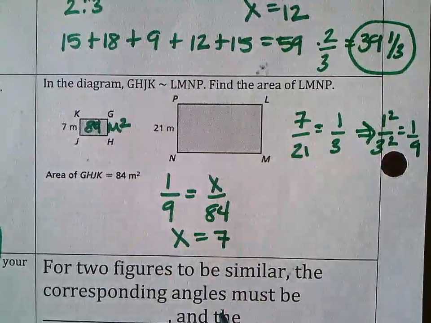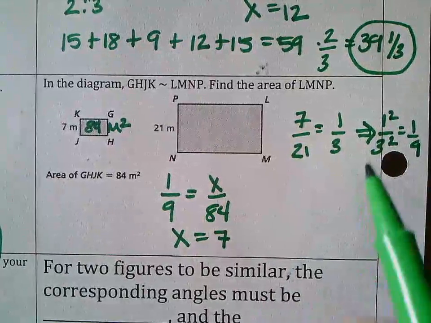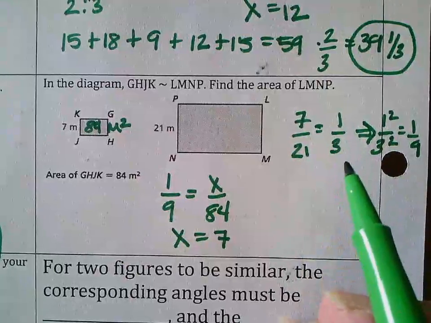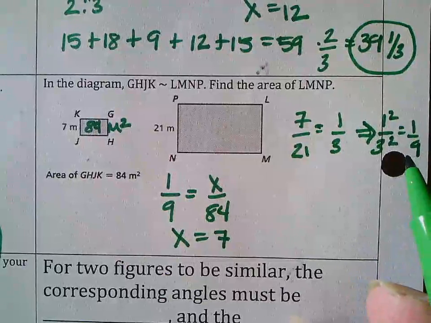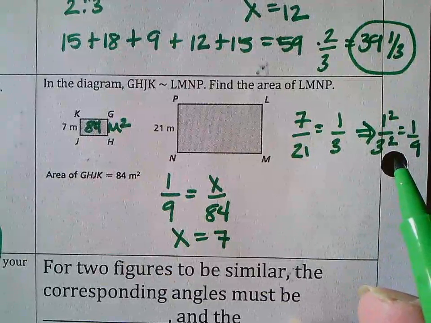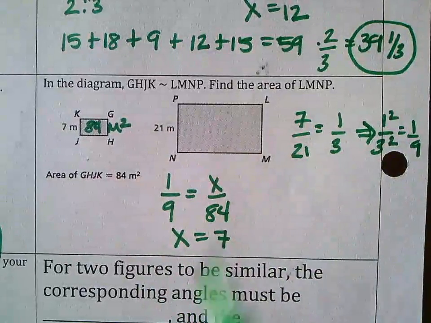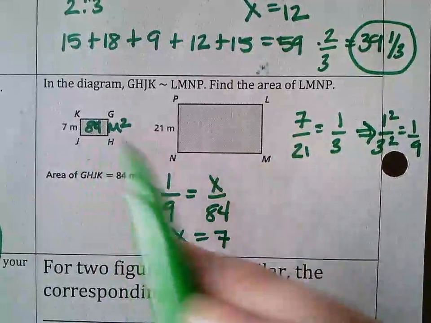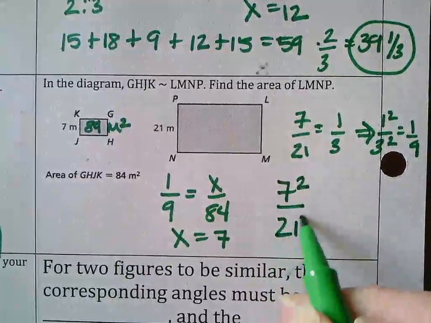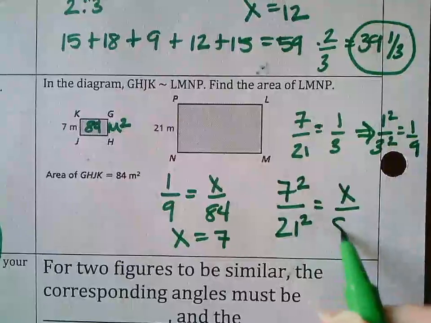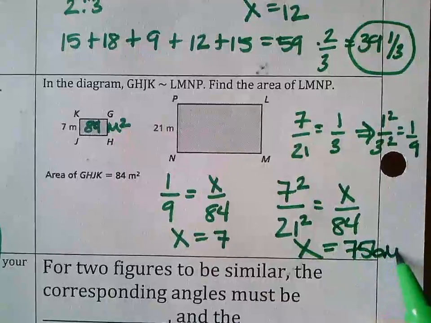That should actually equal more than that because it's bigger. So I'm looking to see what I messed up here. 1/3, 1/9. Oh, I think it's telling me it's 7 times bigger. So then I need to multiply that by the 84. I don't want to do that. So I'm going to leave this as 7 squared over 21 squared, and I'm going to do x over 84. And then x is going to equal 756 meters squared.